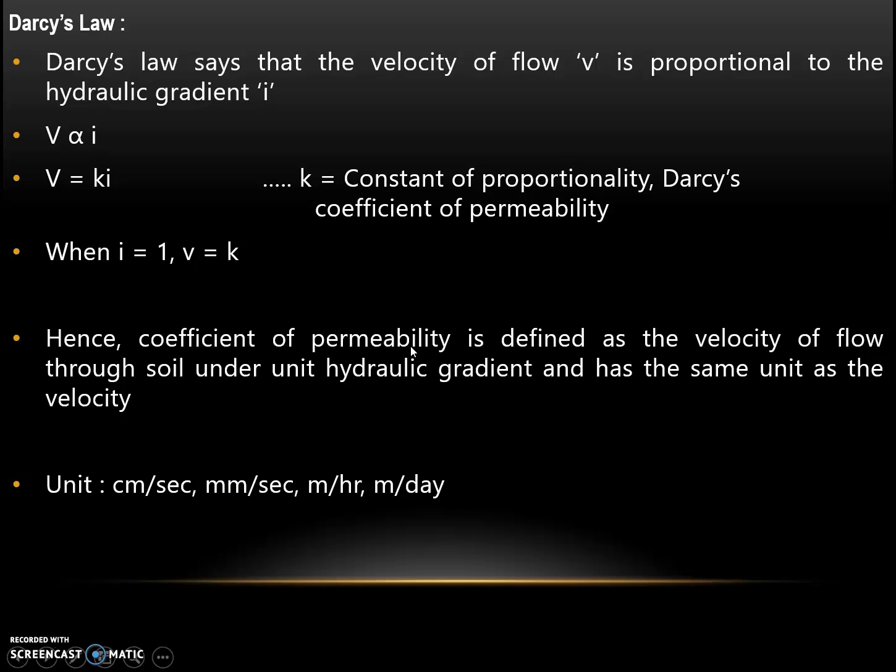Hence, coefficient of permeability is defined as the velocity of flow through soil under unit hydraulic gradient, that is I equal to 1, and has the same unit as the velocity. So unit of K is equal to unit of velocity itself, that is centimeter per second or mm per second or meter per hour, or also it can be in terms of meter per day.